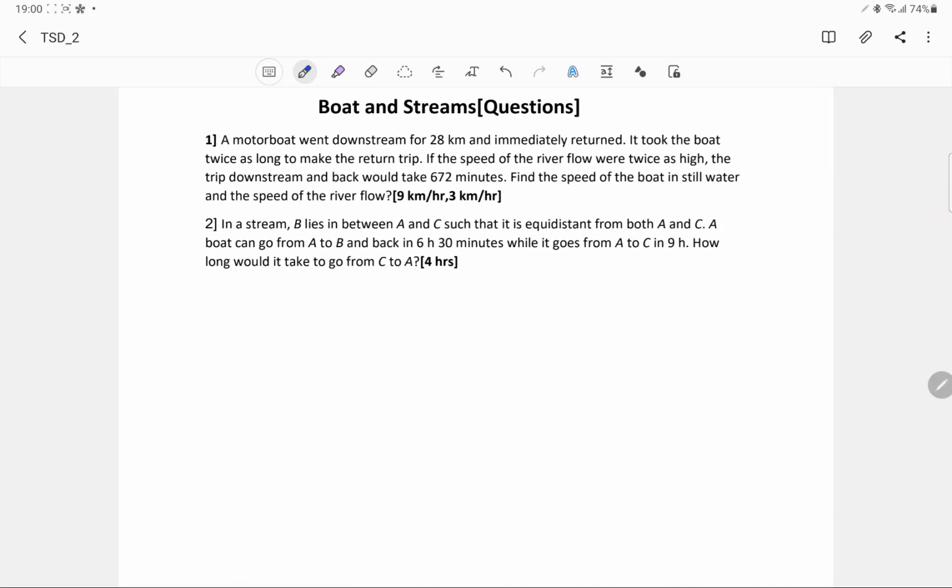Okay, let's see the very first question. A motorboat went downstream for 28 kilometer and immediately returned. It took the boat twice as long to make the return trip. So if it took time t to travel in this direction, then to come back it took time 2t.